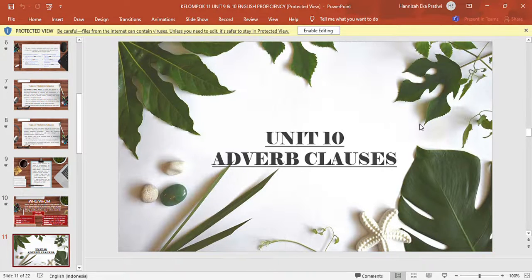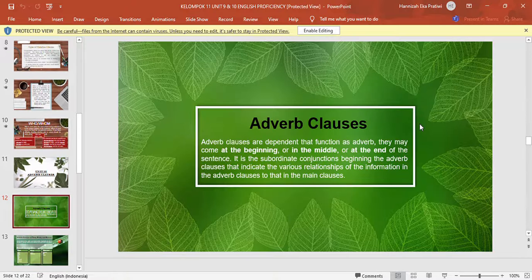For the next material is adverb clauses, explained by Ainun Hayatun. Adverb clauses are dependent clauses that function as adverbs. They may come at the beginning, in the middle, or at the end of the sentence. It is the subordinate conjunction beginning the adverb clause that indicates the various relationships of the information in the adverb clause to that in the main clause.